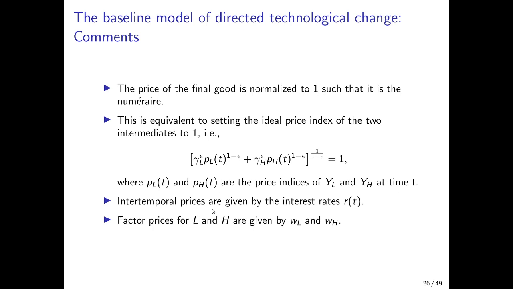The intertemporal prices are given by the interest rates r_t at each point in time t, and the factor prices for L, interpreted as low-skilled workers, and H as high-skilled workers, would be given as the wages WL for low-skilled workers and WH for high-skilled workers.